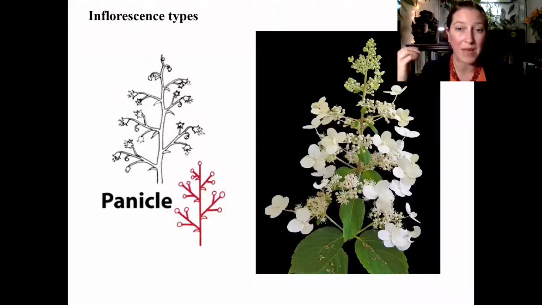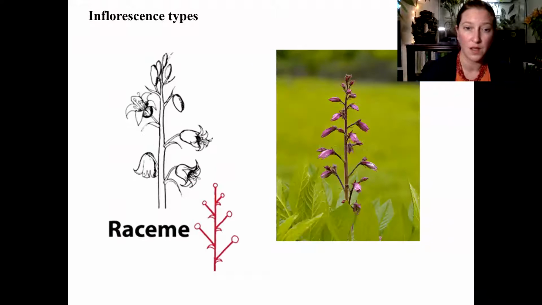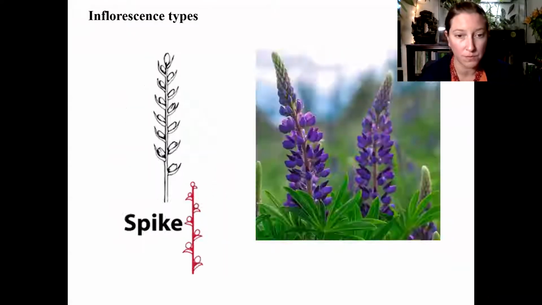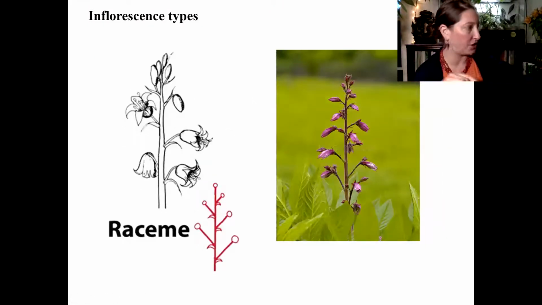So this is one that's called a panicle. Panicle is something that you'll find on hydrangea, for example. Then you have a spike. For example, this lupine. Raceme, which kind of looks like panicle, right? Except the difference is that on panicle, there's several flowers on each of these little stalks, where on raceme, there's only one flower on each stalk.